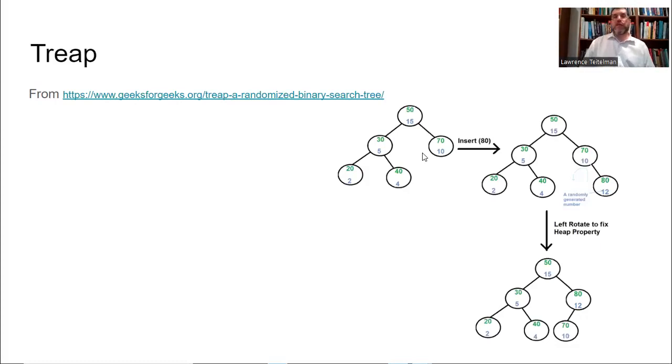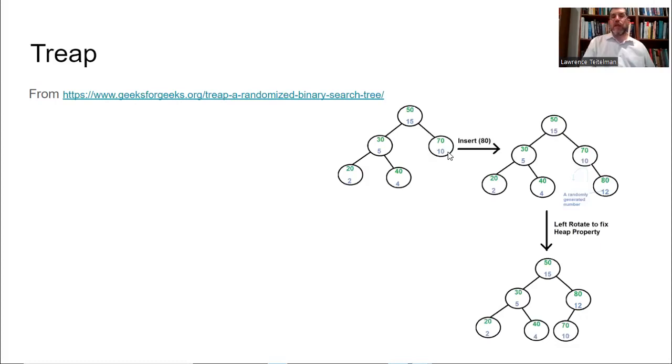So what we're doing is we assign random numbers to the nodes as they get inserted. You'll have to pick what range to use. And then we have to preserve the heap property as well. Okay, so let's look at this example here.